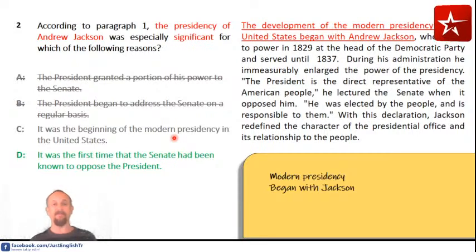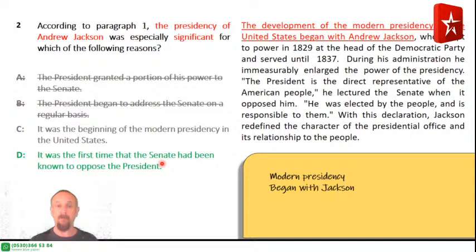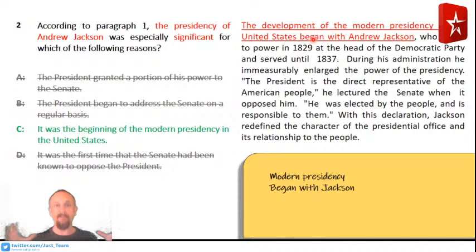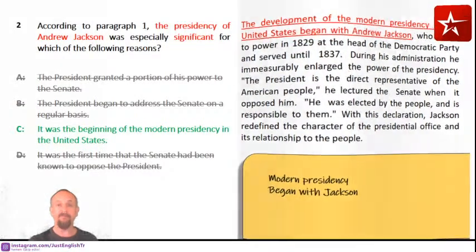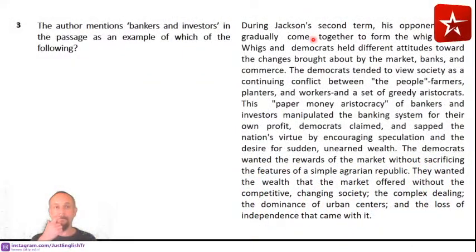It was the first time that the Senate had been opposed to the president. Again, look, we've got that keyword, Senate. 1, 2, 3. Three times we've been able to eliminate the same option for that very same reason. Find that keyword, find it in the reading passage, limit the information you have, and then eliminate the options. Question every option, and you'll eventually find the correct answer. Let's move on to the next question.